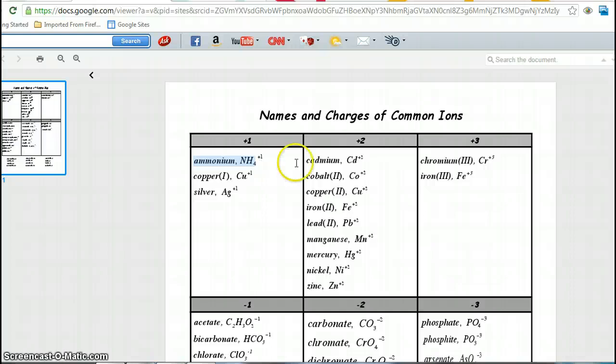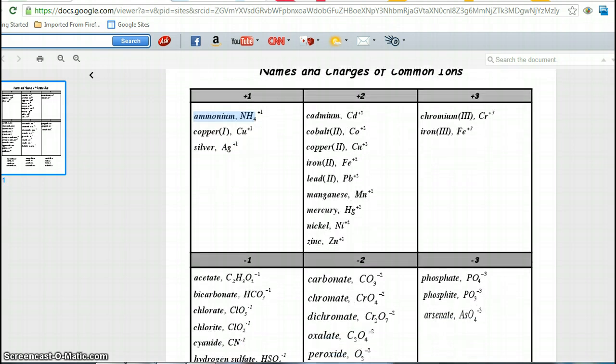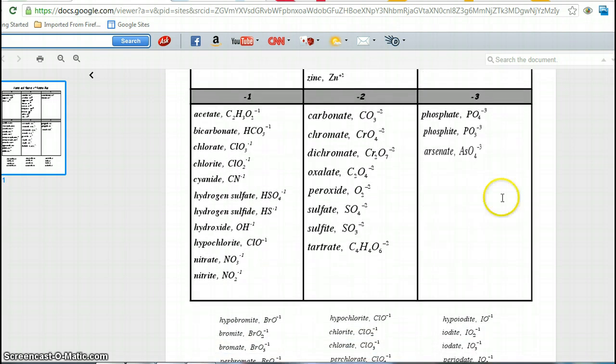Now, more importantly than ammonium, we're going to look down to the bottom because there are so many more in the negative region. These are all atoms that are bound together and contain a negative charge. And if you notice, for example, acetate is made up of carbons, hydrogens, and oxygens in a certain ratio. And when they're together, they behave as a -1 ion.